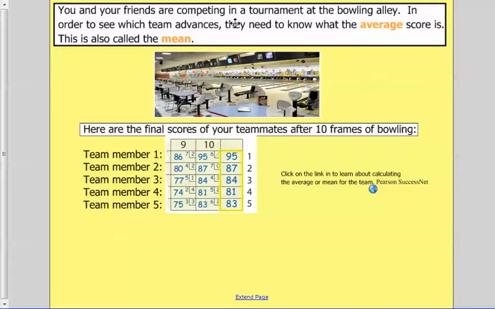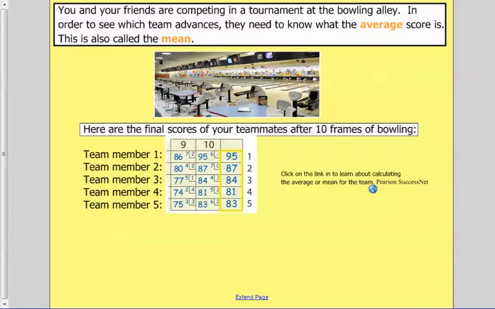So, when you're looking at these, team member 1 has a score of 86 and 95, and the final score is 95. Team member 2, the final score is 87. Team member 3, the final score is 84. Team member 4, the final score is 81. Team member 5, the final score is 83.